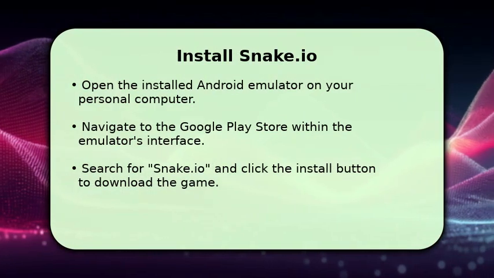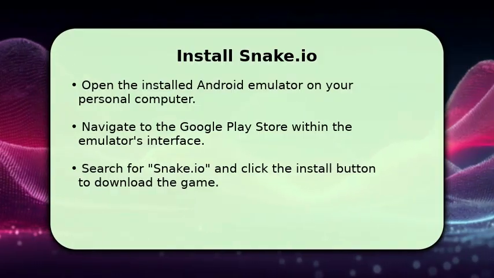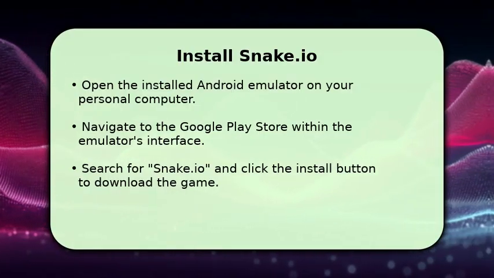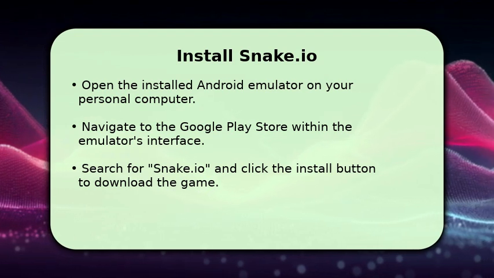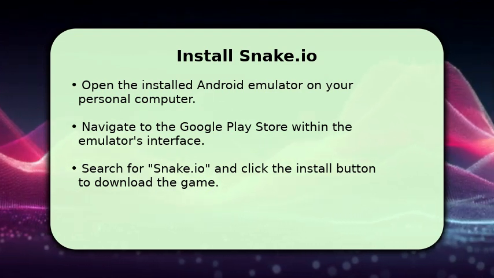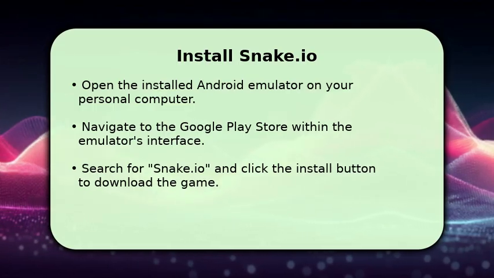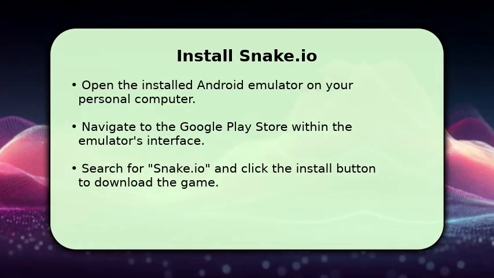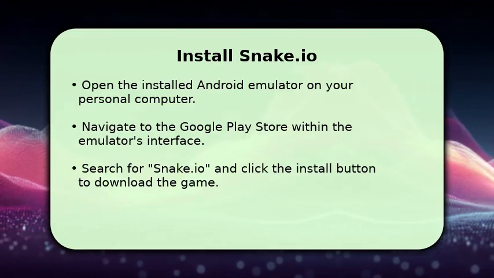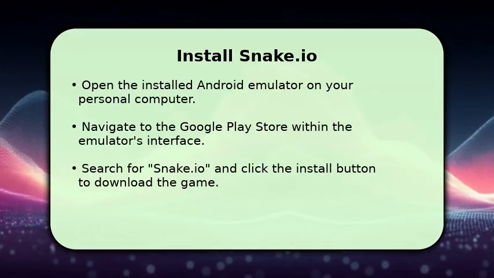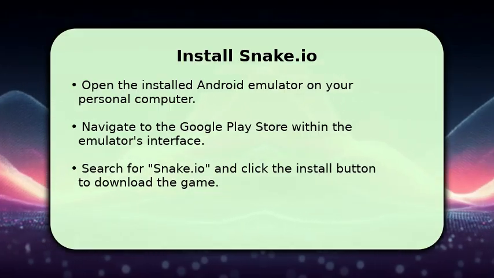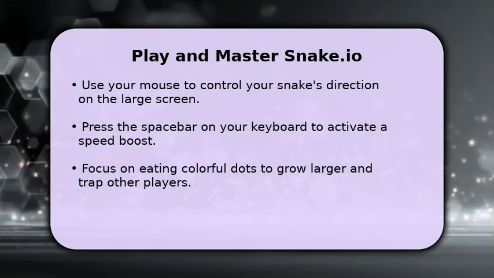Once your emulator is installed, launch it from your desktop. Inside the emulator, you'll find an icon for the Google Play Store, just like on an Android phone. Click on it, then use the search bar at the top to find Snake.io. Select the game from the search results and click the Install button. The download size is typically around 50 megabytes, and it should install within a minute or two, depending on your internet speed.